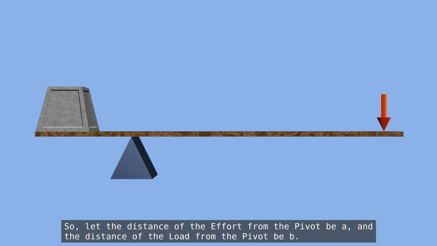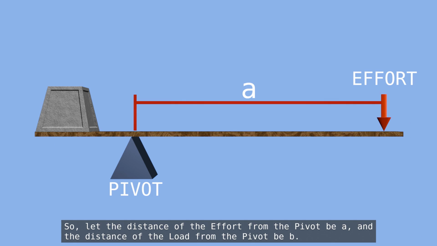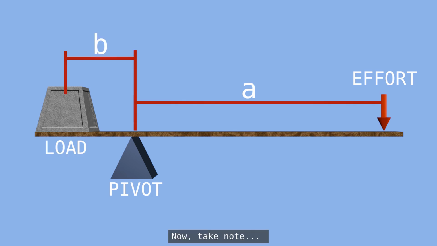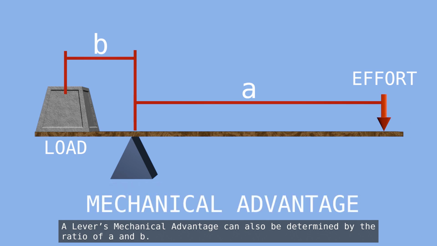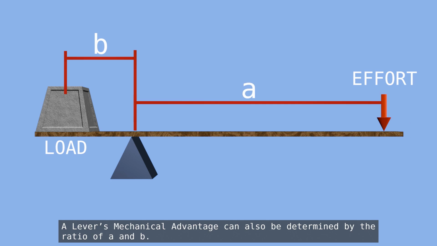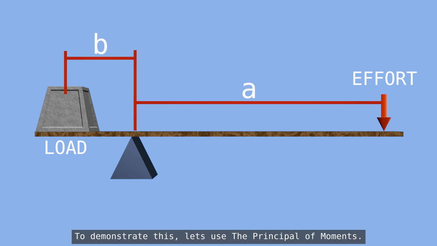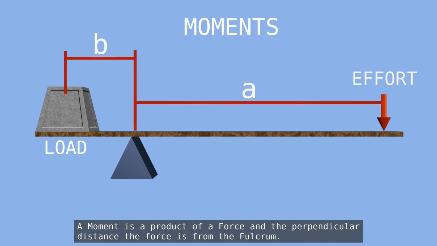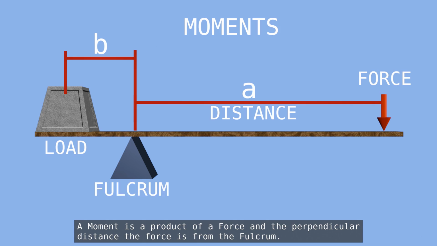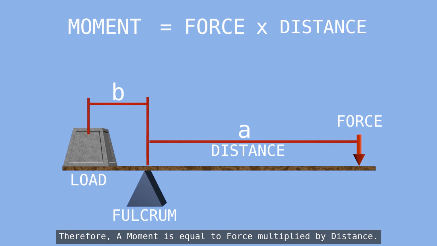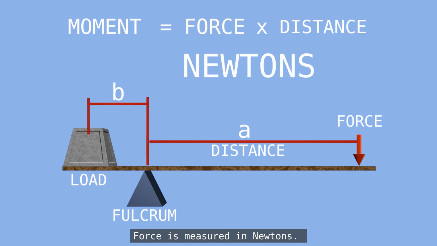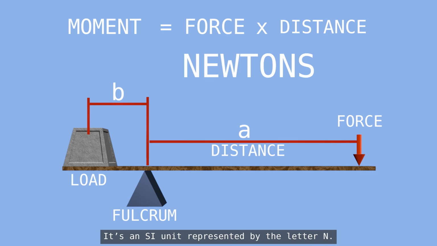So, let the distance of the effort from the pivot be A, and the distance of the load from the pivot be B. Now, take note, a lever's mechanical advantage can also be determined by the ratio of A and B. To demonstrate this, let's use the principle of moments. A moment is a product of a force and the perpendicular distance the force is from the fulcrum. Therefore, a moment is equal to force multiplied by distance. Force is measured in newtons. It's an SI unit represented by the letter N.